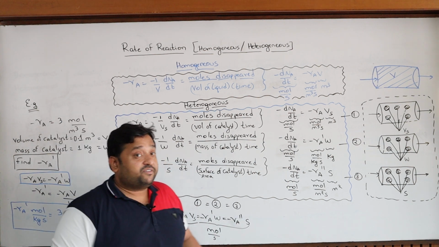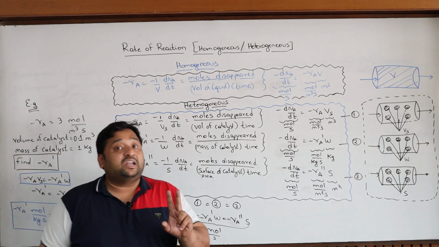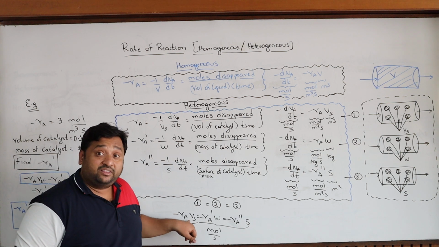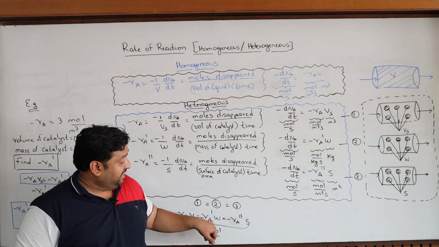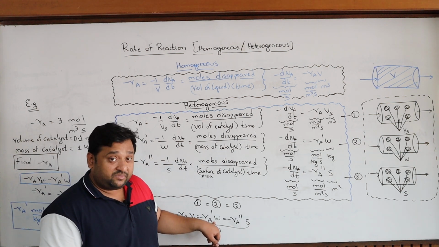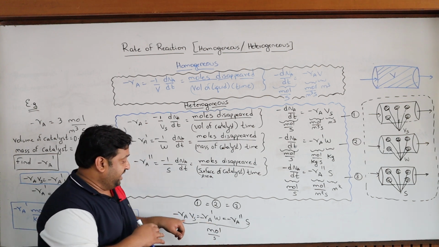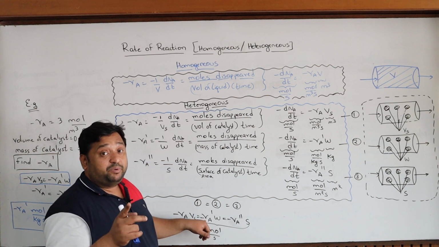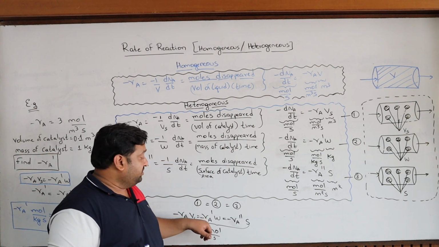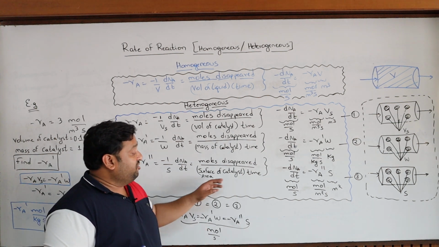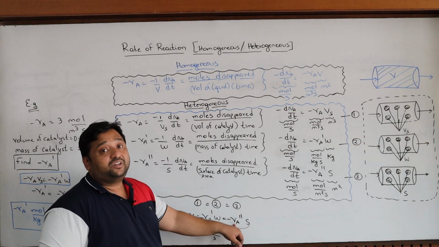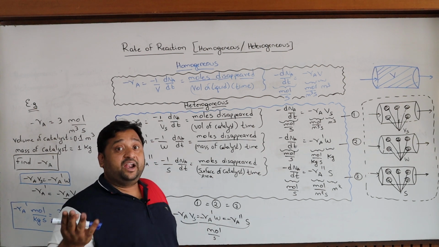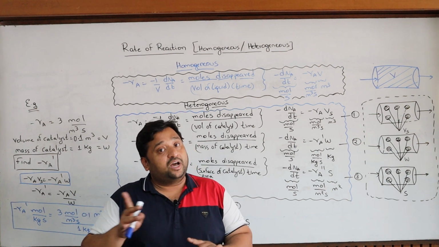So from this equation I have connected the rates. If you know the rate with respect to volume, you can understand the rate with respect to the mass of the catalyst. That means if you know the rate with respect to the volume of the catalyst, you can convert to the rate with respect to the mass of the catalyst. If you know the rate with respect to the mass of the catalyst, you can convert the rate with respect to surface area of the catalyst. That means using this equation you can find any rate from the other rate.